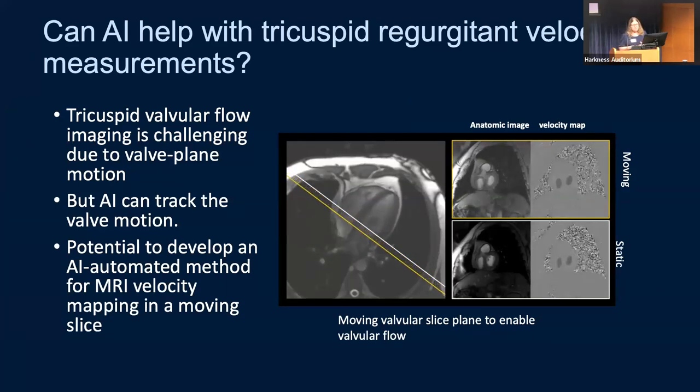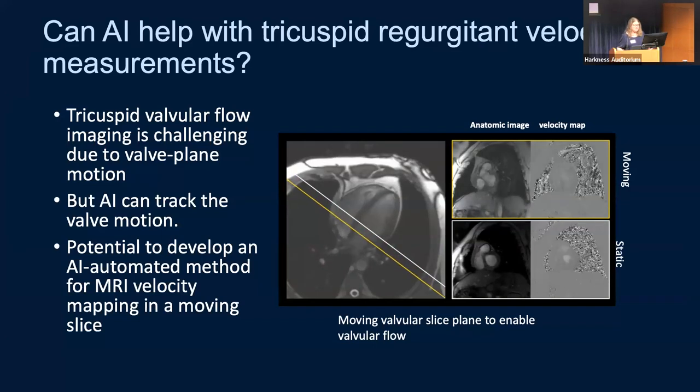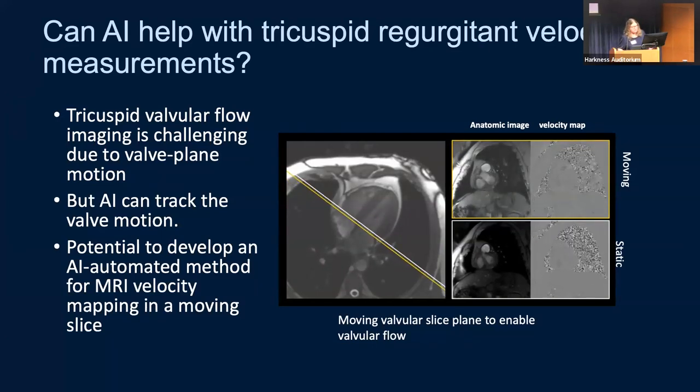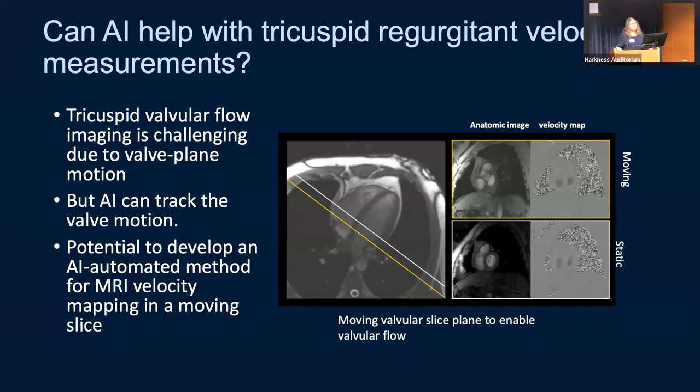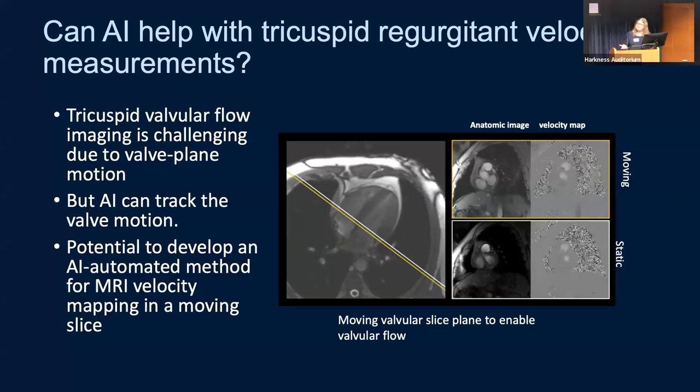And so then we still have a question about tricuspid regurgitant velocity. And there's a problem with tricuspid regurgitant velocity, which actually relates to the motion of the valve. So if you try to measure the flow through the valve, since the valve plane is moving, as you can see in the orange slice, which is tracking the valve, if you use some kind of slice which is static, like the white slice, you're going to be able to image the valve sometimes and not others. So it's a problem. But we have developed this technique to track the tricuspid valve.